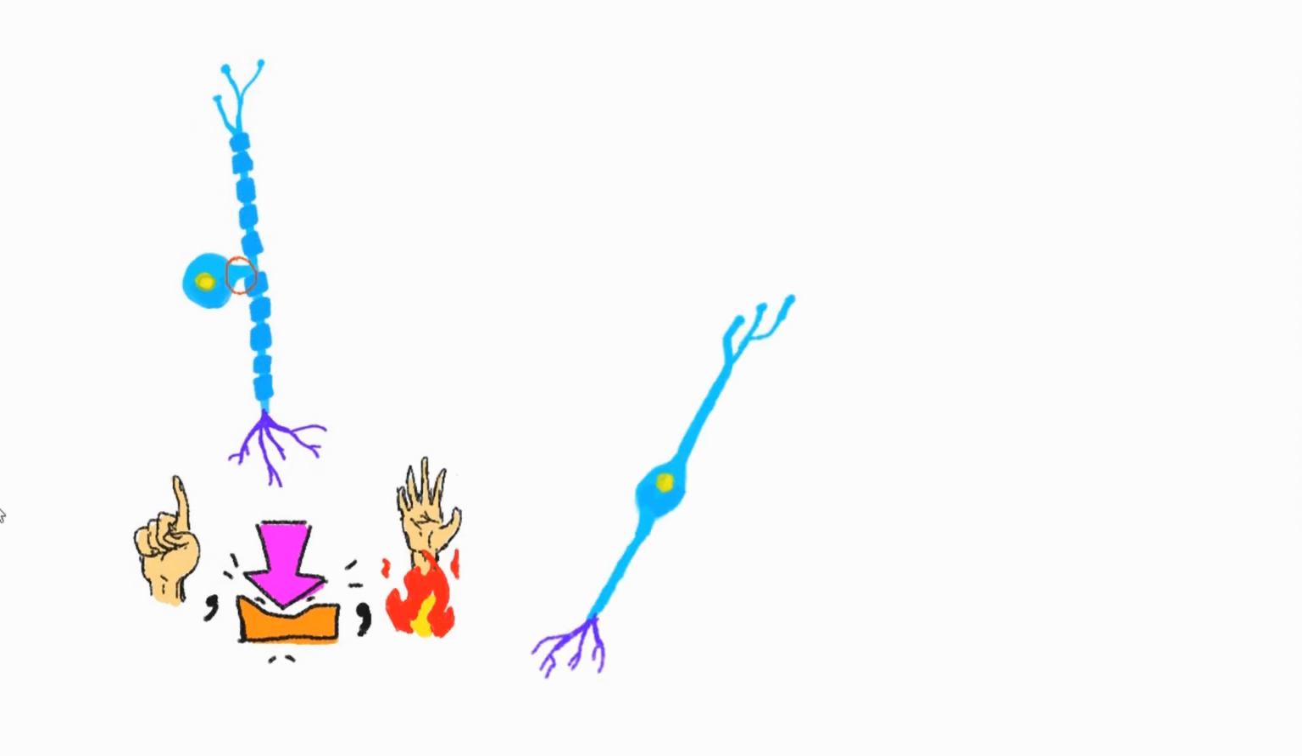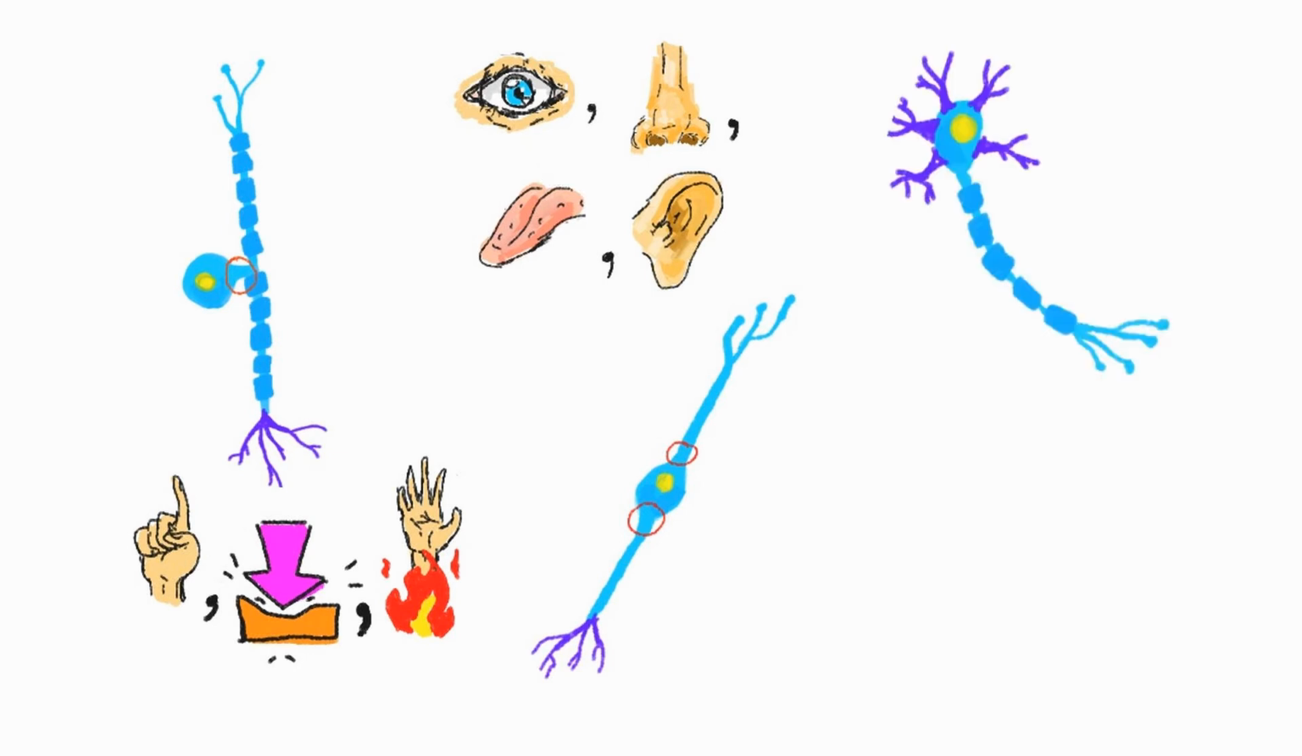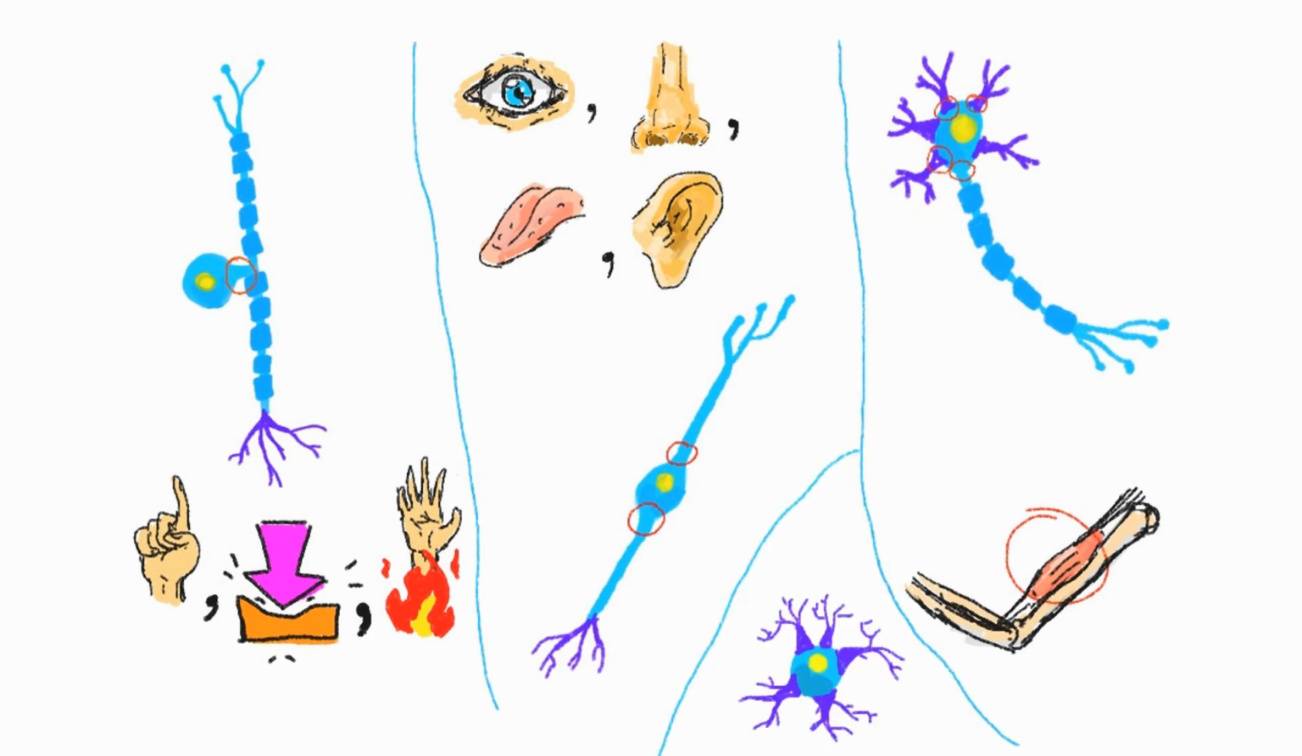Bipolar neurons have two processes extending out from the soma. These neurons deal a lot with sight, smell, taste, and hearing. Multipolar neurons have multiple processes extending out from the soma. The ones like in this image connect and innervate with the skeletal muscles of the body. And last but not least are the anaxonic neurons, which have no axons.